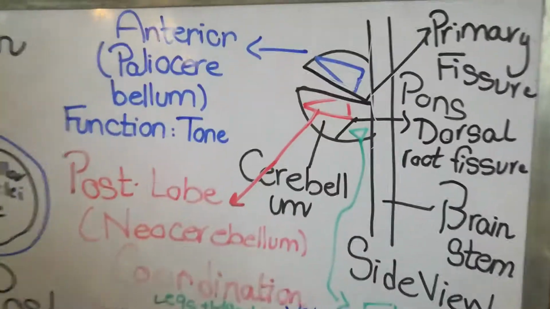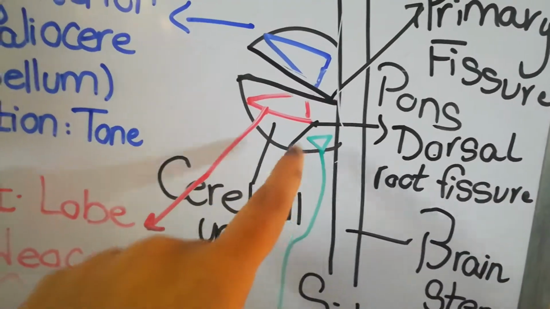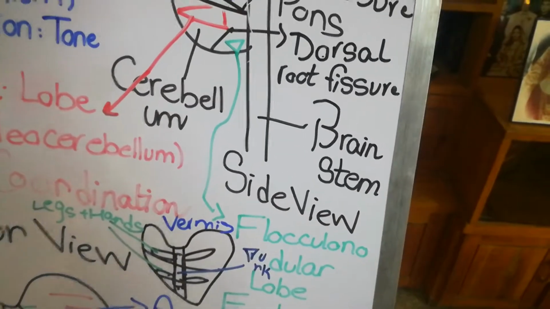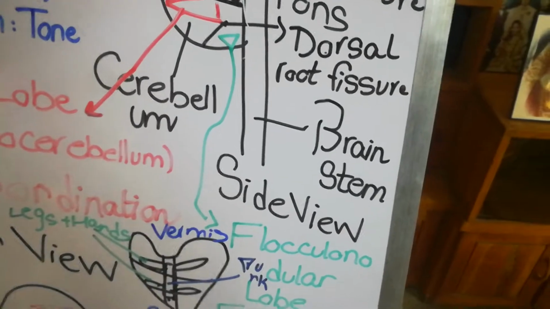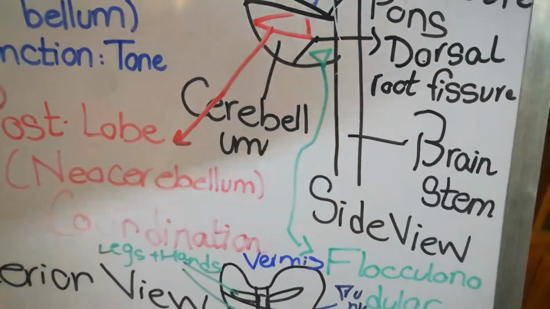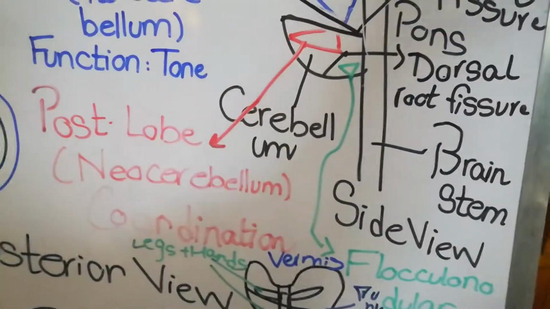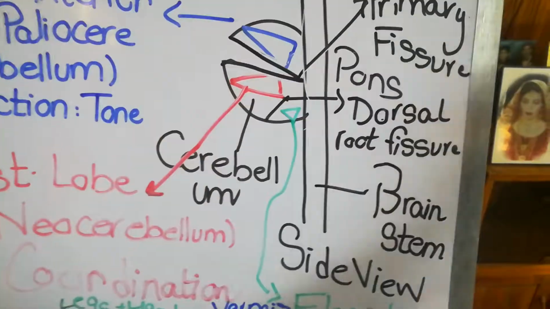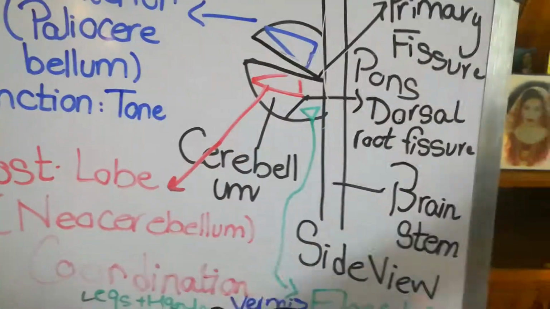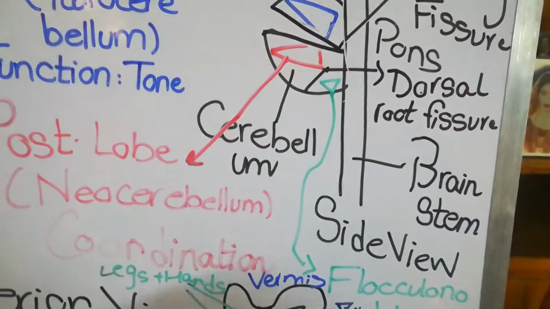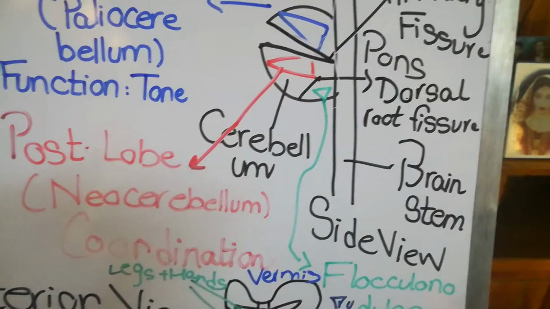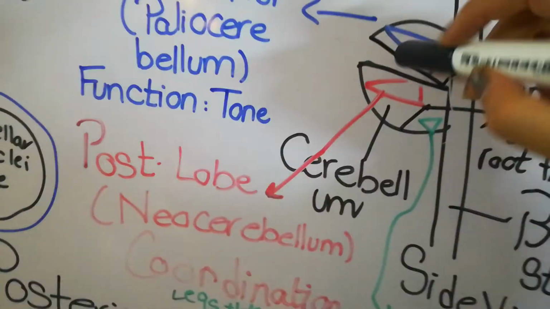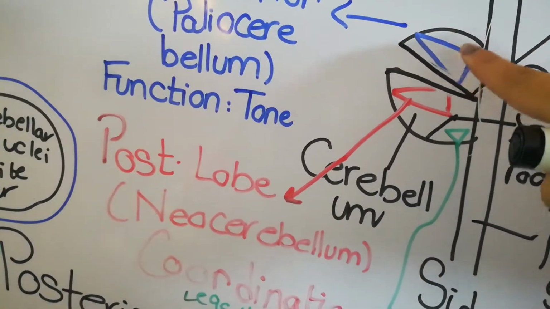Number 3 is the small green color lobe, here the small triangle being shown. This is called your flocculonodular lobe. It basically helps in balancing, so that it will help the muscles to contract in such a way that you do not lose your balance. These were the three lobes of the cerebellum.